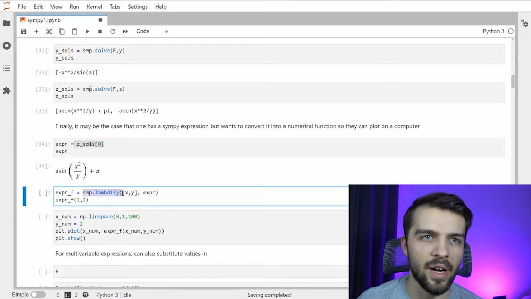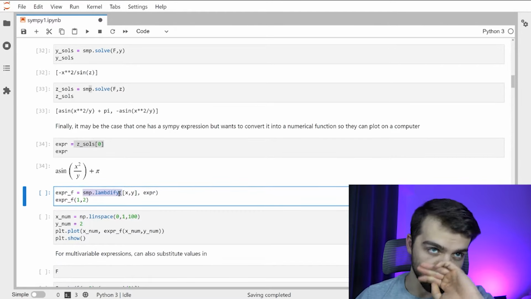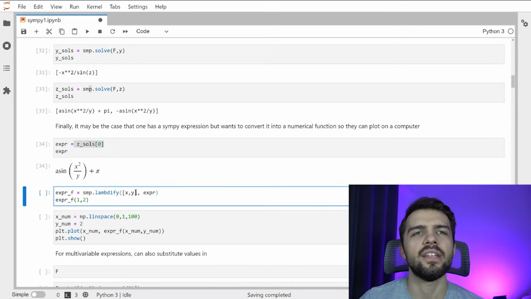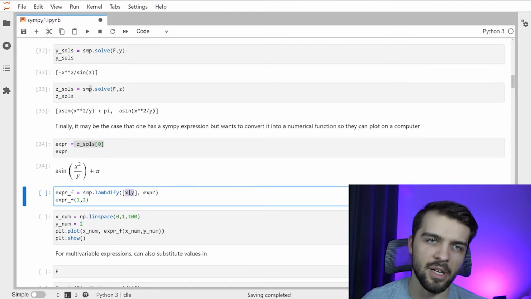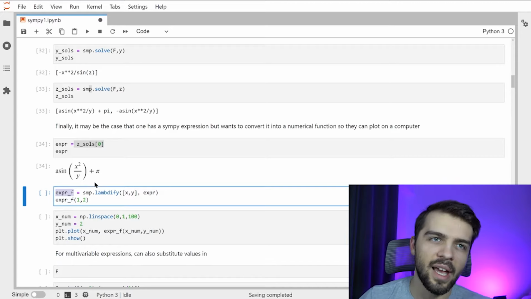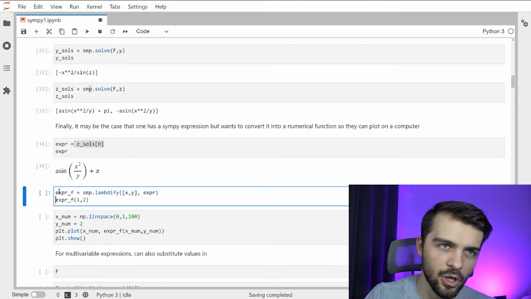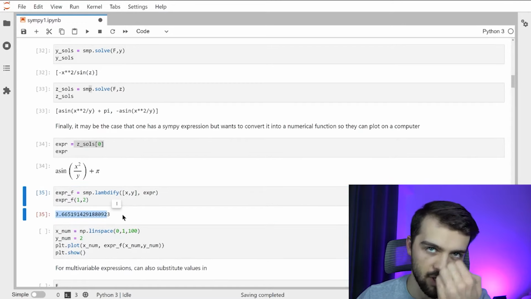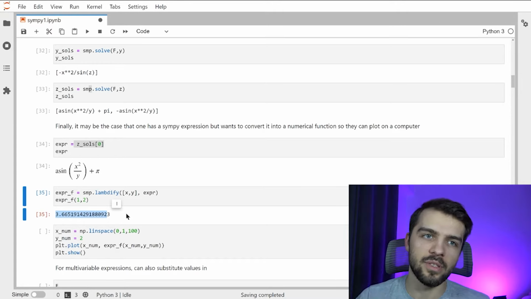And I call sp.lambdify. And the way that this function works, this lambdify, is it's creating a numerical function. So the arguments that it takes in are x and y. And the expression that I'm lambdifying is the expression here above. So this is the symbolic expression. And these are the symbols that are part of that expression. And it will create a function expression f. And that function takes an x and y, and it returns the value of this expression. So for example, here I create expression f, and I call expression f with the value 1, 2. And it just returns a normal number, like in Python. So it's just a function that takes an x, y, and it returns a number.